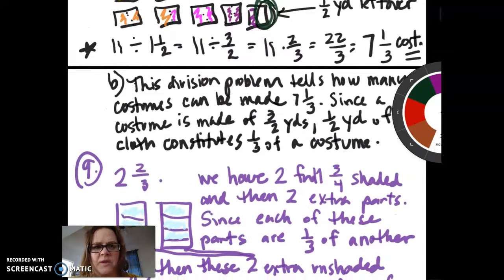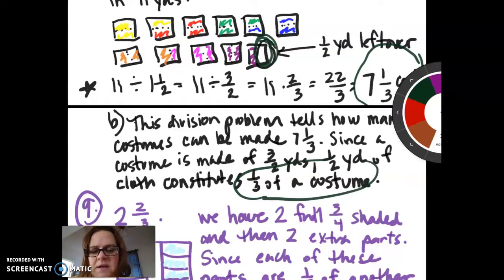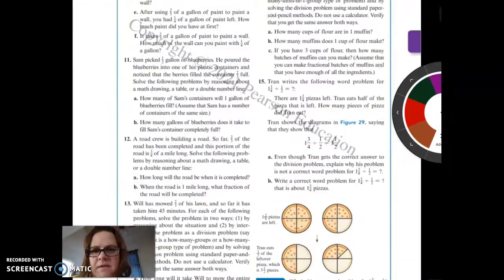So when we use our standard algorithm and invert and multiply, we can see that our answer is going to be 7 1/3, but let's think about why. Remember, in this division problem, it tells us how many costumes can be made. We know it's 7 1/3, but remember, a costume is 3 halves, and a half of a yard of cloth consists then of 1/3 of a costume. So that's going to really be an important part of the understanding.